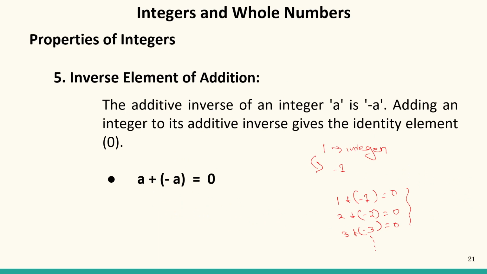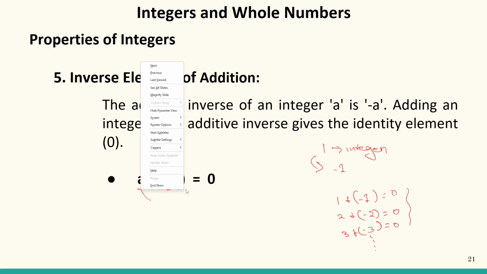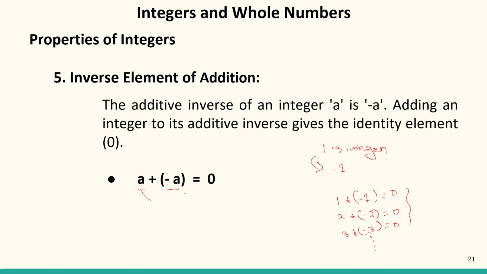Okay, so the additive inverse element of integers. What we saw there: if a is an integer and minus a is also an integer, and their addition is equal to 0, then we say that minus a is an additive inverse of a. So the fifth property of integers tells us about the inverse element of addition.